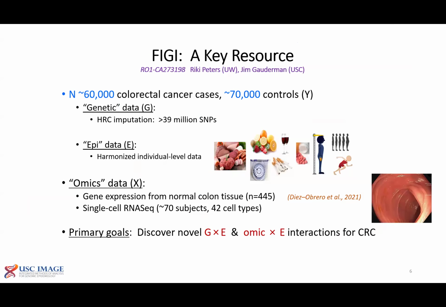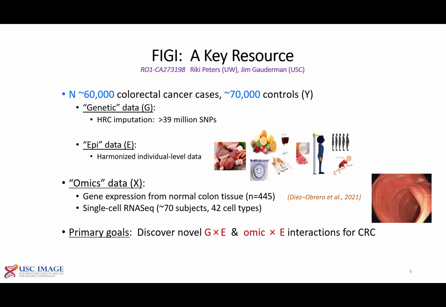So a key resource that we have had our hands on for a number of years is called the Functionally Informed Gene Environment Interaction Study. It's focused on colorectal cancer. Very nice collaboration with folks at University of Washington. About 130,000 total subjects, roughly half case, half control.